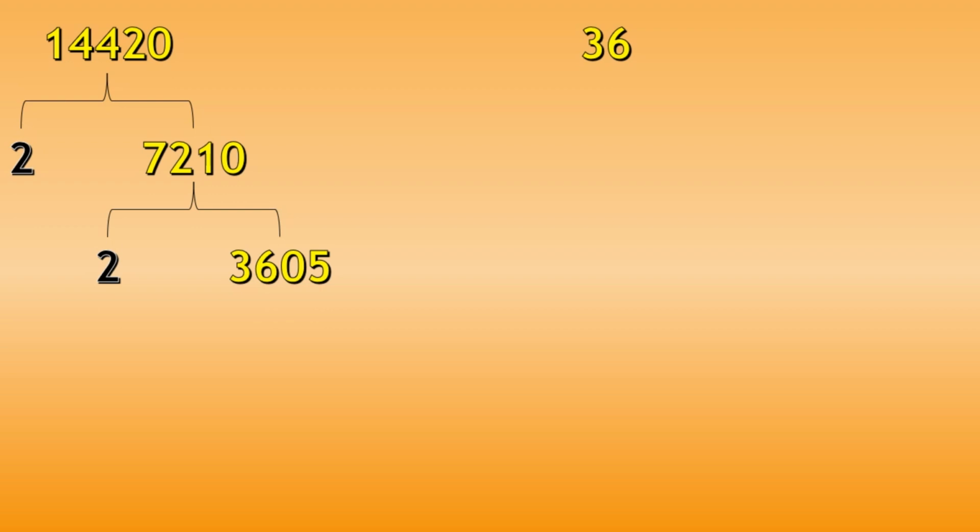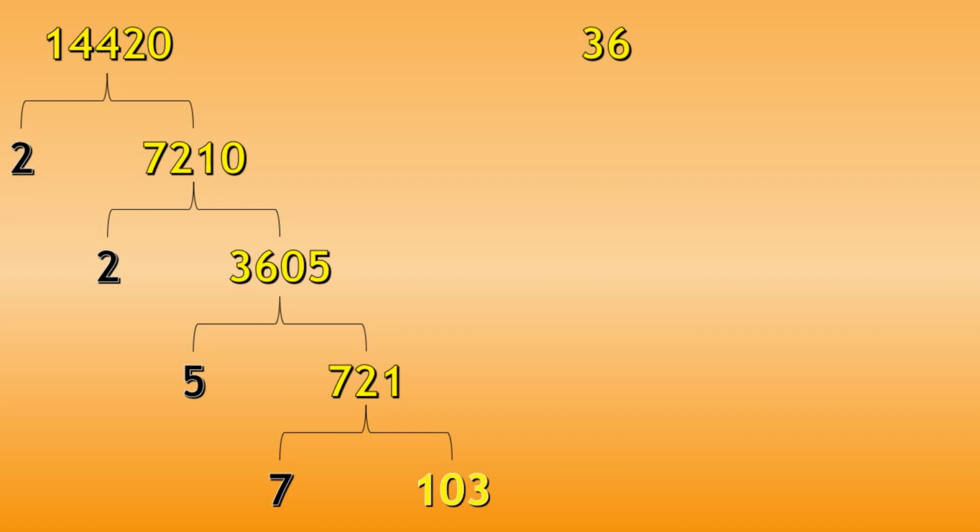3,605 divided by 5 is 721. This number can't be divided by 5 any longer, so the next prime number is 7, and the answer will be 103.